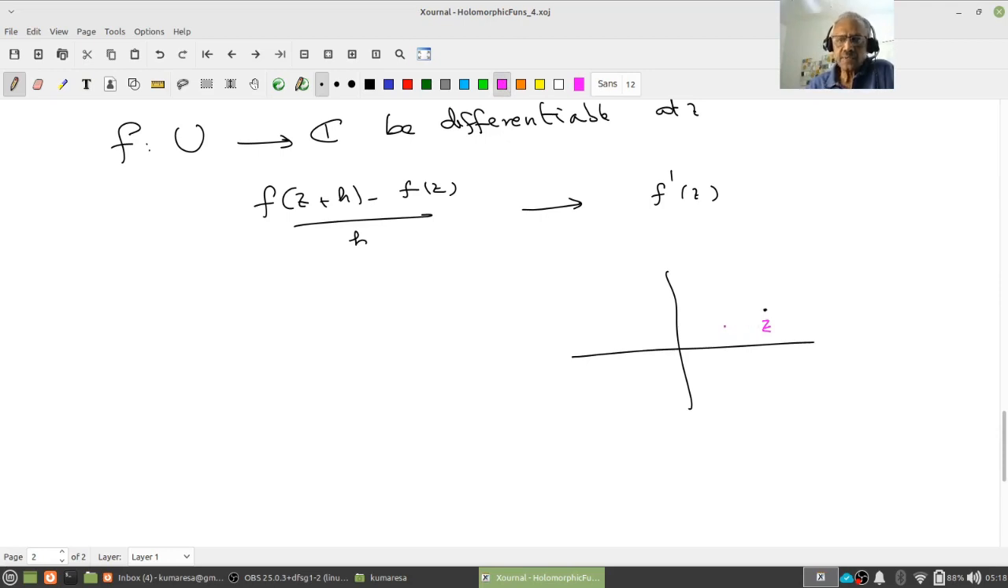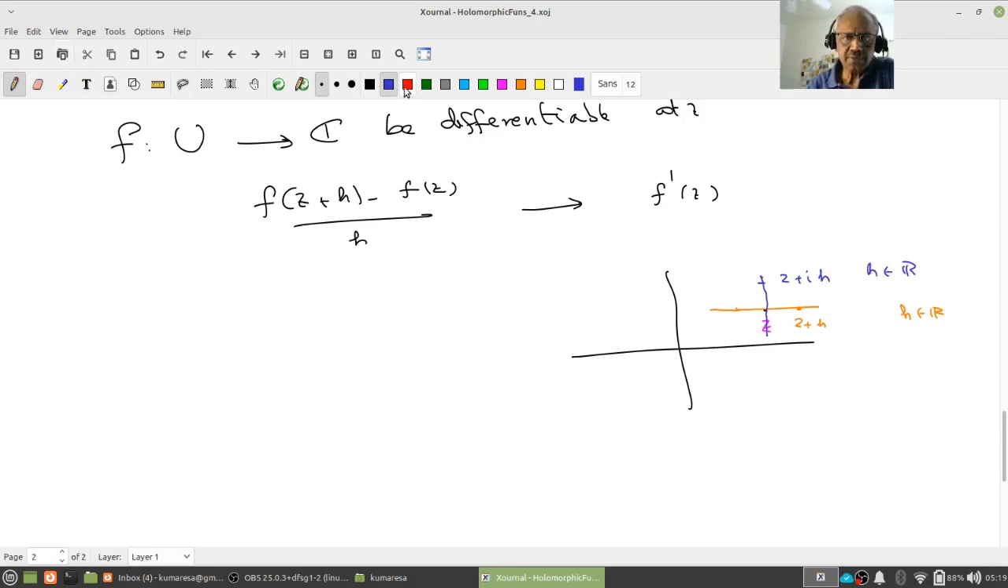Alright. Now there are two ways of approaching z. One is purely along this. Therefore, this is going to be z plus h, etc., where h is real. These are the points so I can approach. The other one is completely this way, and this will be z plus ih, again h is real, right? Remember, this h is supposed to be in the neighborhood.